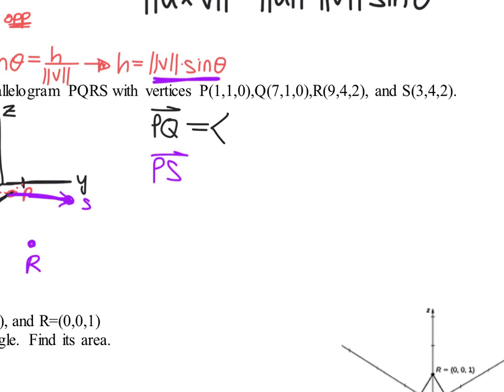So it's P to Q, so subtract corresponding components. Q minus P, so 7 minus 1, 1 minus 1, 0 minus 0. So 6, 0, 0. And then P to S. Corresponding parts, 3 minus 1, 4 minus 1, 2 minus 0. So 2, 3, 2.